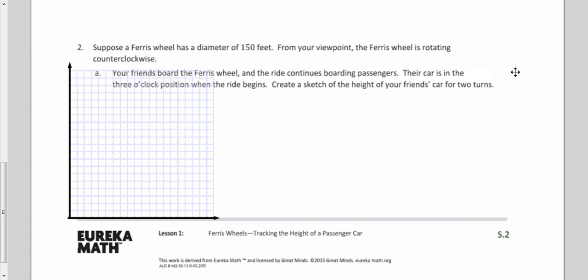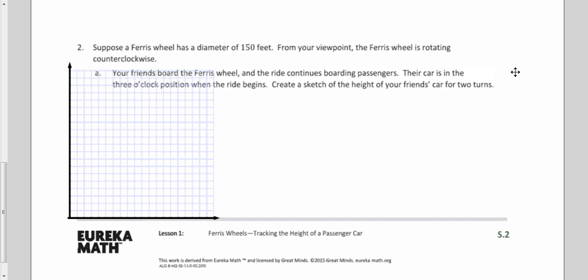Same thing, right? From your viewpoint, the Ferris wheel is rotating counterclockwise. Your friends board the Ferris wheel and the ride continues boarding passengers. Their car is in the 3 o'clock position when the ride begins.